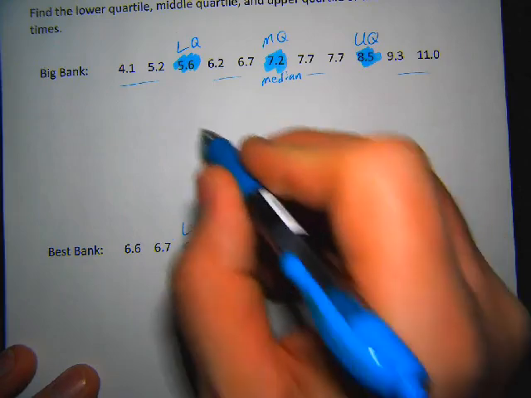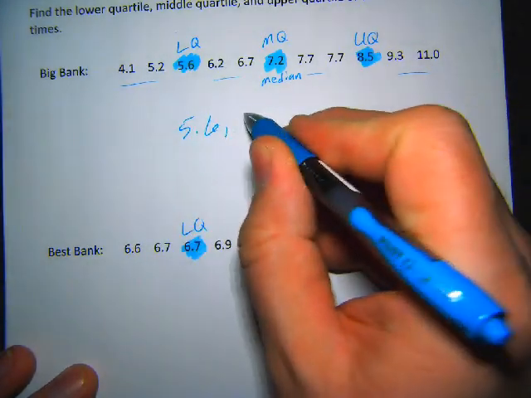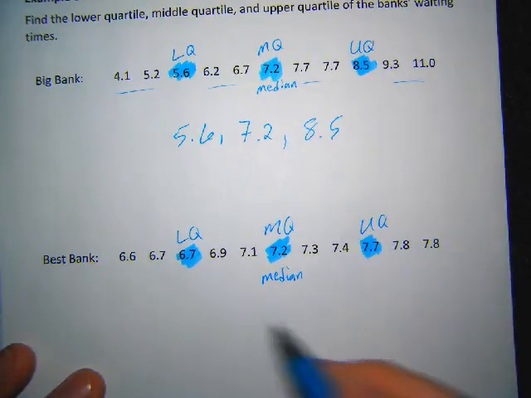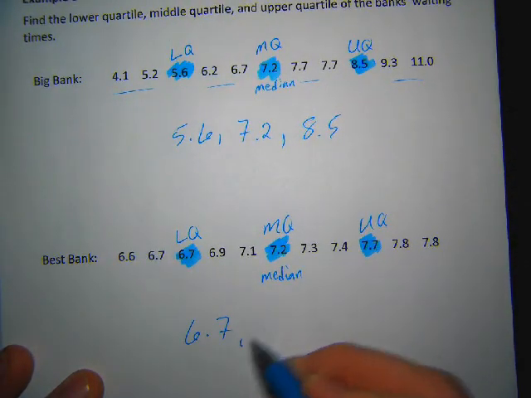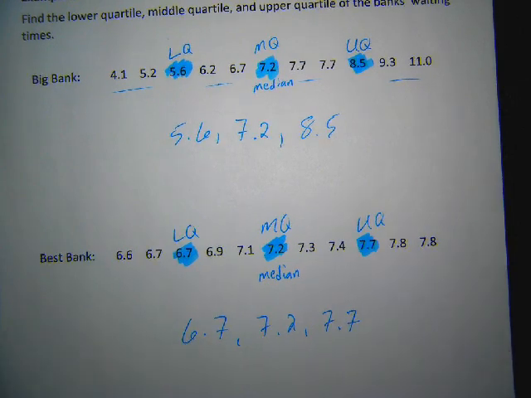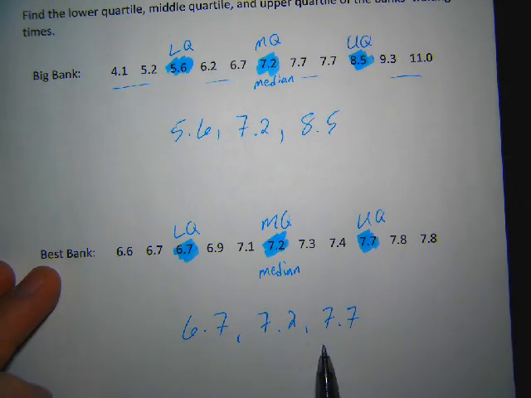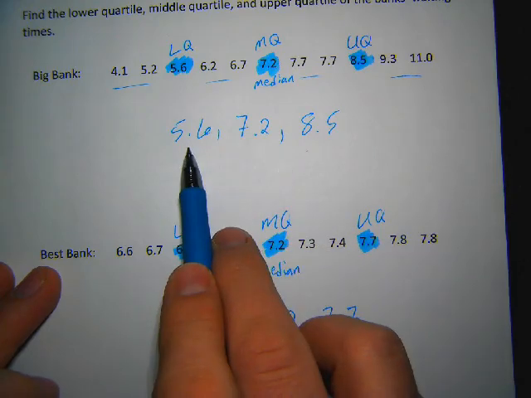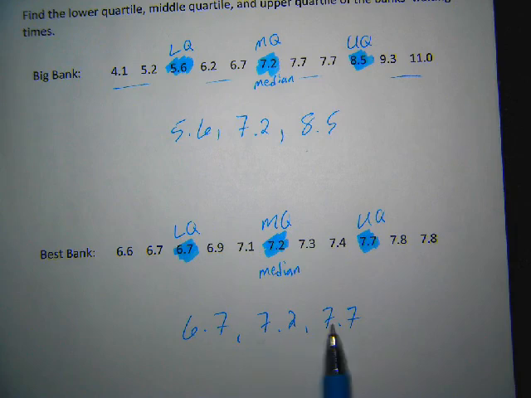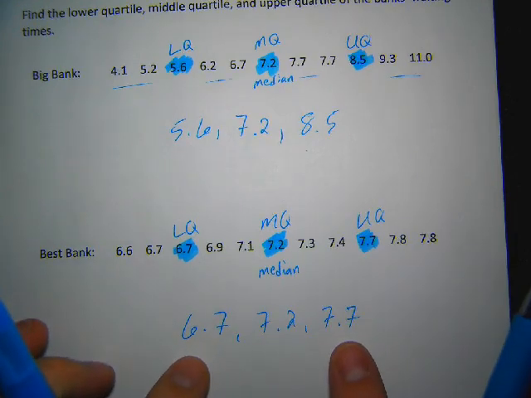So here we had 5.6, 7.2, 8.5. Down here we have 6.7, 7.2, 7.7. You can see here the numbers are a lot closer together than they were up here. We went all the way from 5s to 8s. Here we're just from 6 to 7. Not much of a change, only one difference between 6.7 and 7.7.